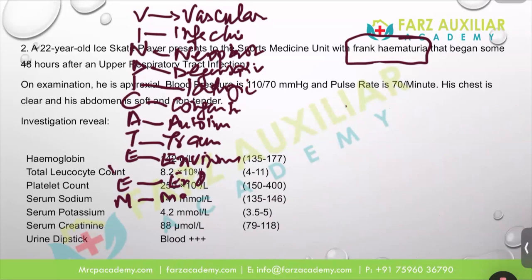Renal infarction, renal trauma, damage to the renal vessels, vasculitis. Infections: pyelonephritis, ureteritis, urethritis, cystitis, prostatitis, all of them. Neoplasms: cancers of the kidney, ureter, bladder, prostate, and urethra. Degenerative: polycystic kidney disease. Iatrogenic: any surgery, these pyeloplasties, PCNL, TURP, all of them will have hematuria.